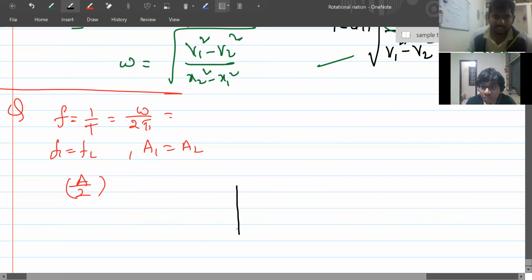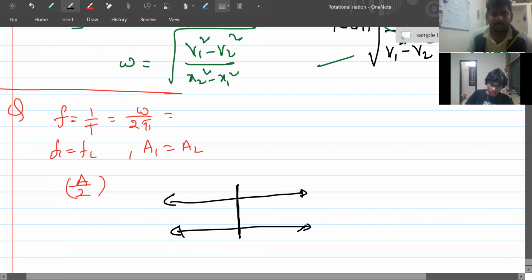Perpendicular. The mean position will lie on a straight line perpendicular to the two paths. Suppose one path is like this, and the other path is like this. The mean position is here, on a perpendicular line. If they are moving along the axis, the mean positions are on the y-axis.